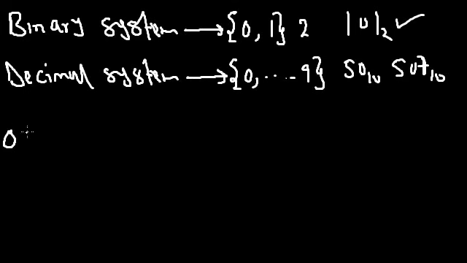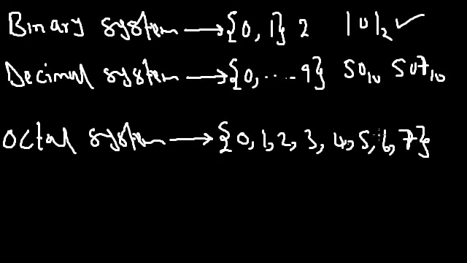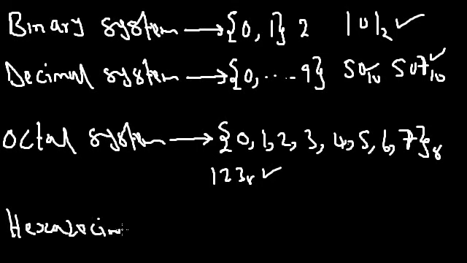The next one is the octal system. The octal system consists of digits 0, 1, 2, 3, 4, 5, 6, and 7. It doesn't exceed 7, and its base is simply 8. So I can have a number like 123 in base 8. This is absolutely right. And the last one we know as the hexadecimal system.